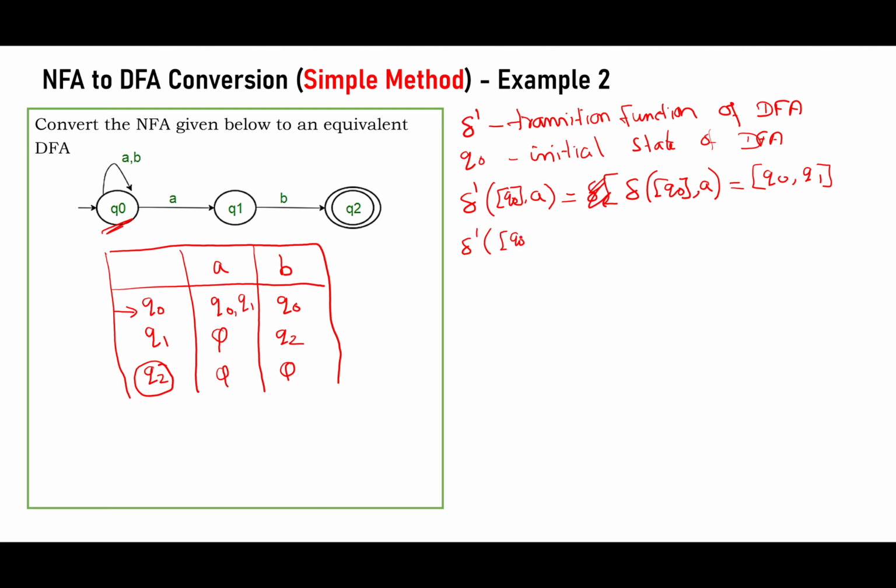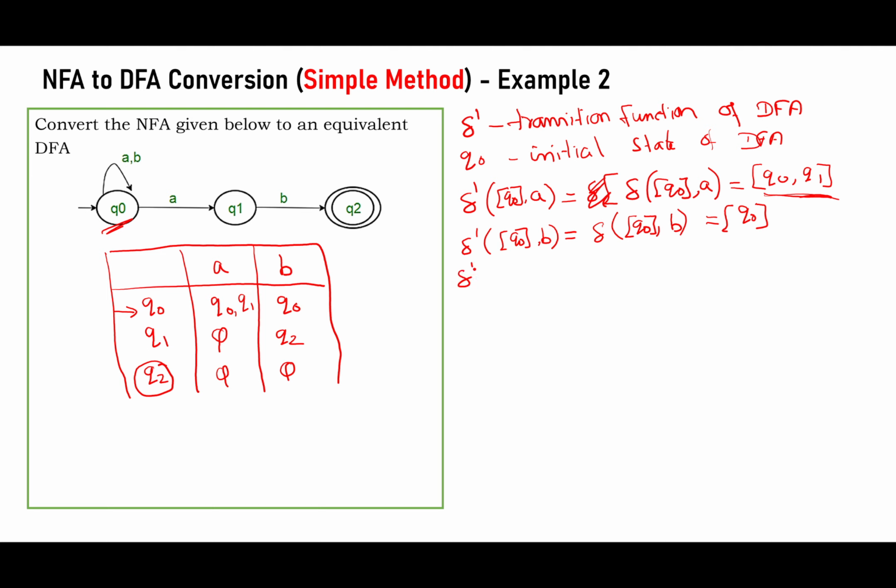Then next we have to check for the input symbol b. So delta of q0 comma b. What is q0 comma b? It is q0. Now you can see we got one new state, q0 comma q1. So we have to check the transition for this state.